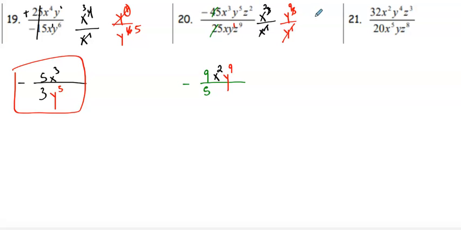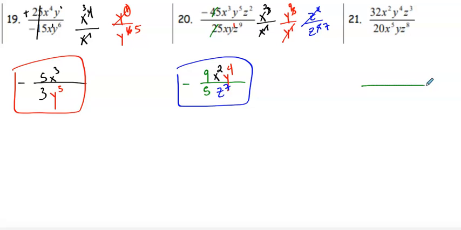And then the last one is z squared and z to the 9th. Where do I have more? I have more in my denominator, so I'm going to take 2 away from here and 2 away from here, leaving me with only 7 left. So, final answer, negative 9x squared y to the 4th over 5z to the 7th. Let me just change that right there, make that look like a 4. Alright, beautiful.